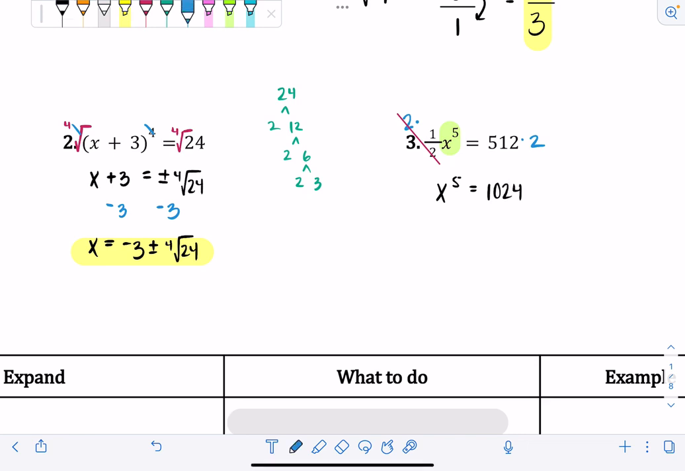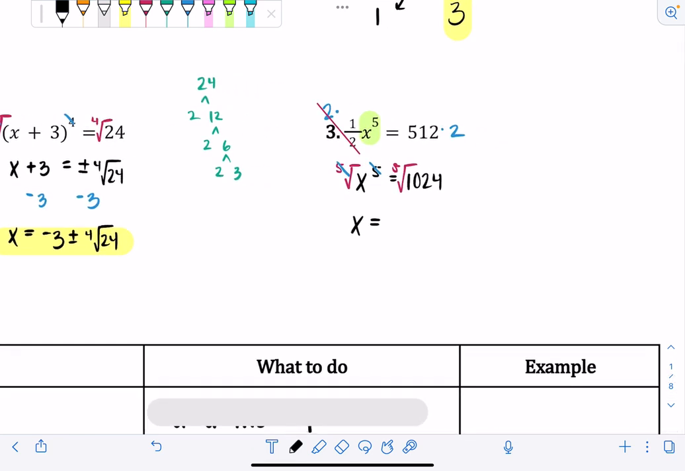1024. And then now we're ready to 5th root both sides to cancel out that 5th power because those are inverse operations. That frees up the x, leaves me with just a regular old x to the 1st power, and then I have the 5th root of 1024, so I want to try to simplify that. I'm going to make a factor tree for it.